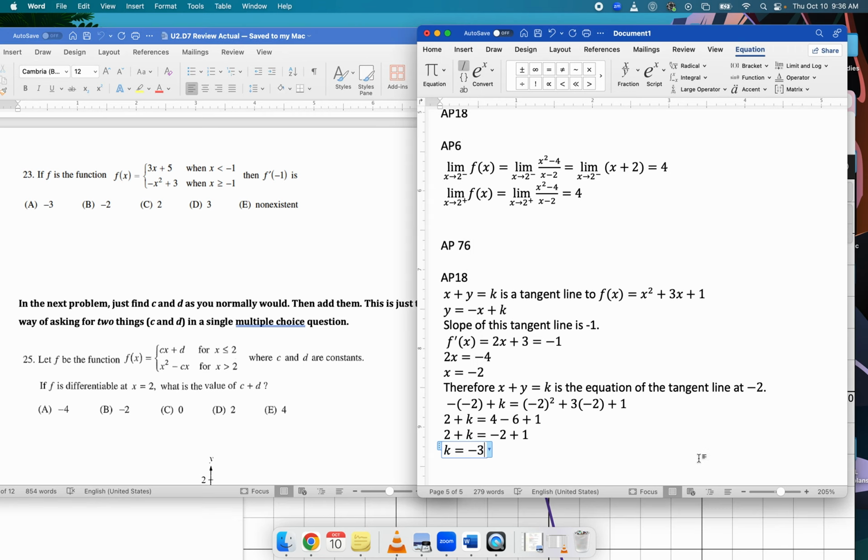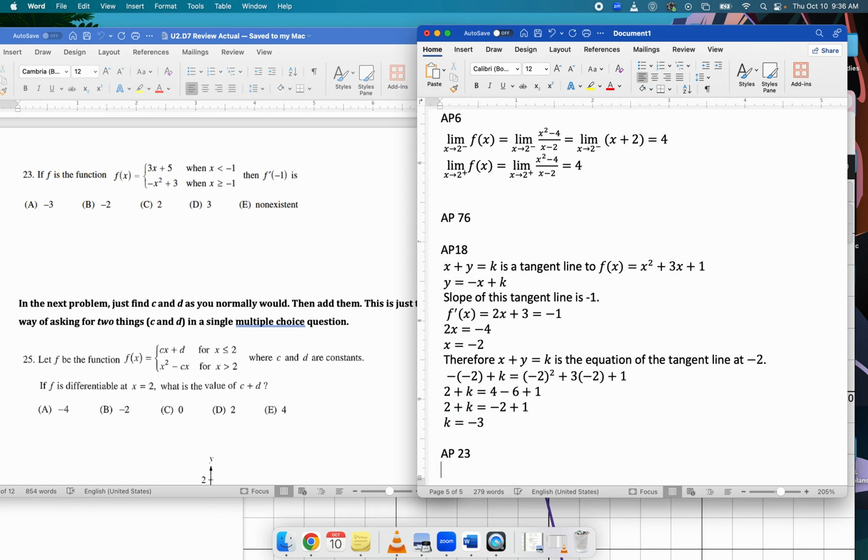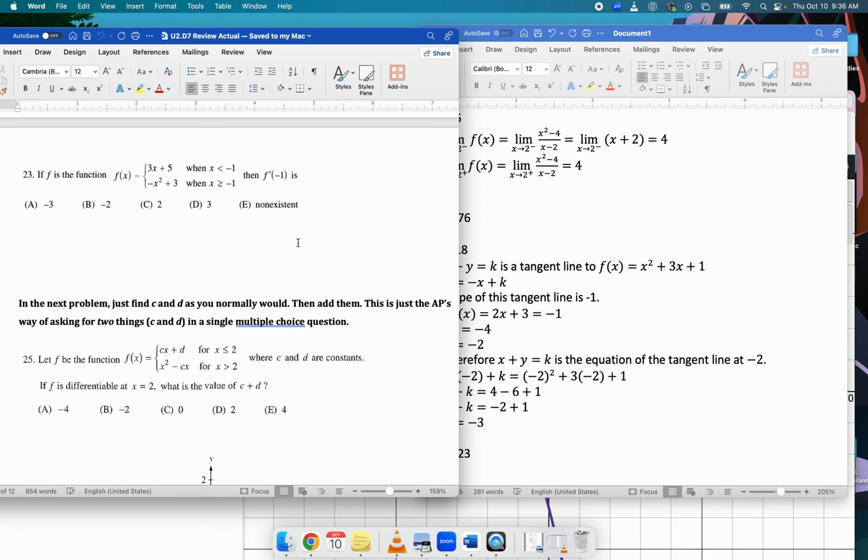Okay, so AP 23 is this function. If this function is piecewise, f prime of -1 is, well, basically you need to make sure that the left and right slopes match. Is this function differentiable at -1? Because if it's not, then f prime of -1 definitely does not exist. So let's just check that. Is it continuous at -1?